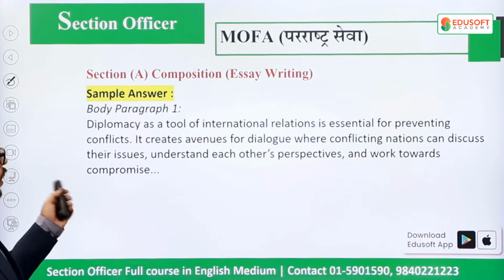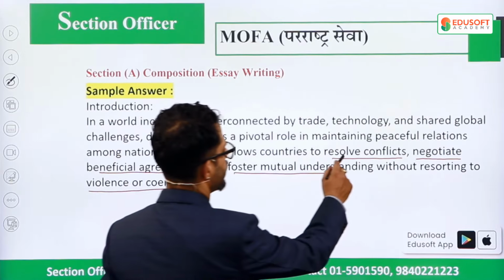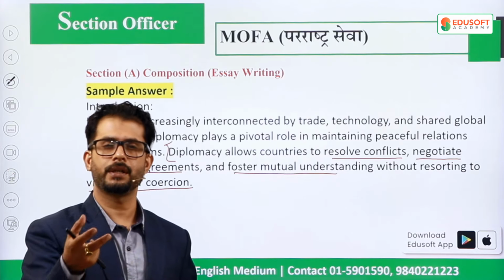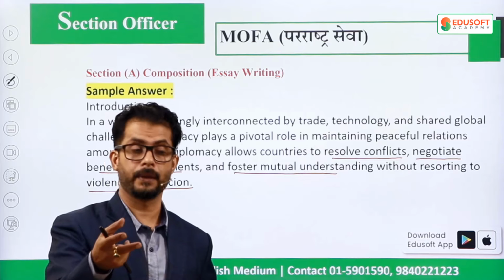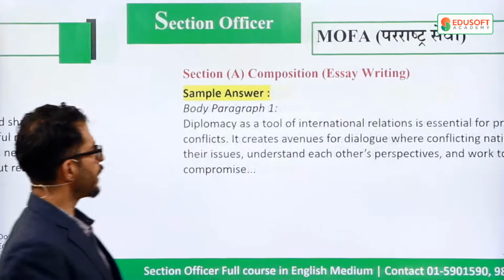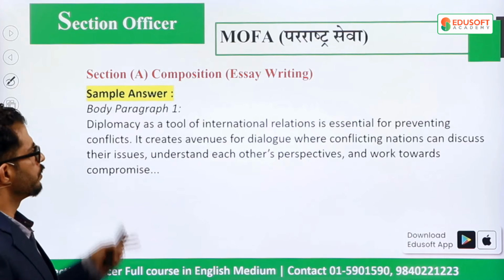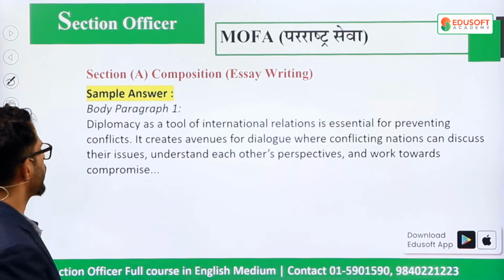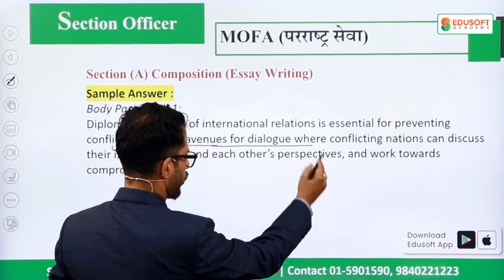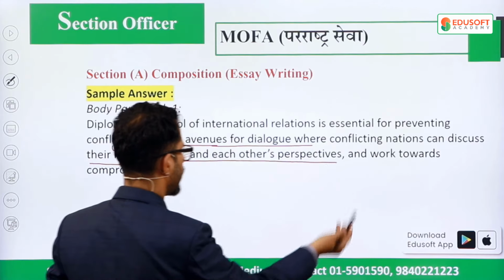अब बडी 1 मा एउटा मात्रै टपिकलाई लेखेर आउने. कन्फ्लिक्टलाई हेर्नुस् त, यहाँनिर हामीले के लेखेका थियौं, रिजल्भ कन्फ्लिक्ट भनिसकेपछि त्यही टपिकलाई इलाबोरेट गर्दिनुस्. टपिक सेन्टेन्स, सपोर्टिङ डिटेल्स should, right? There should be let's say evidences or examples, and at last there should be a conclusion. So what kinds of topic sentence you are going to write in your body 1? Diplomacy as a tool of international relationship is essential for preventing conflict. How? It creates avenues for dialogue where conflicting nations can discuss their issues, understand each other's perspective, and work towards.